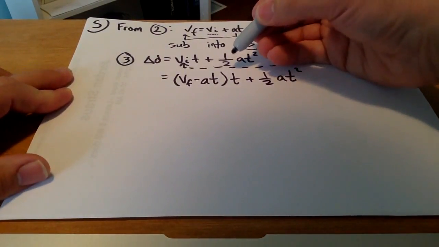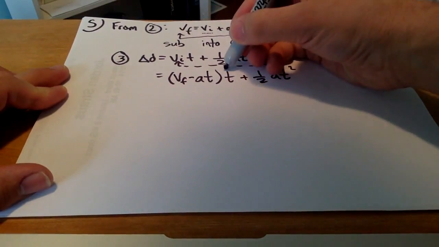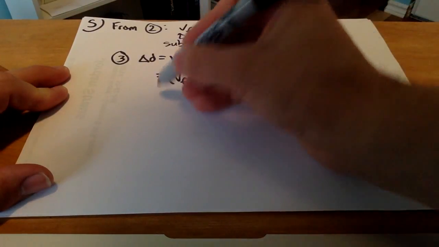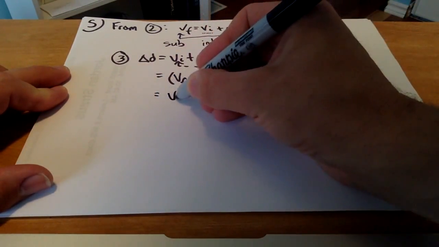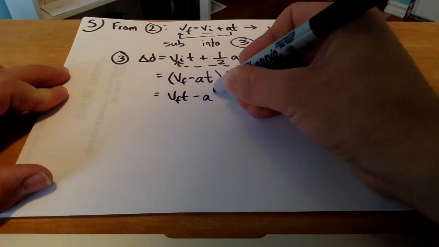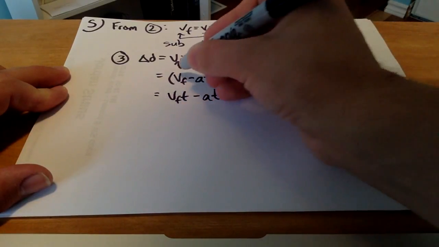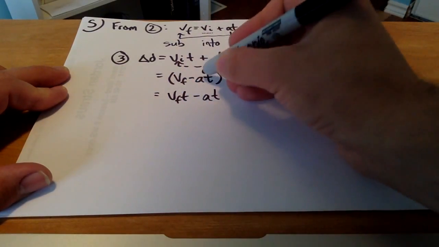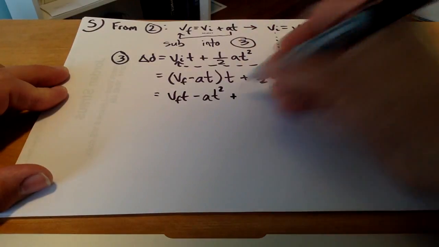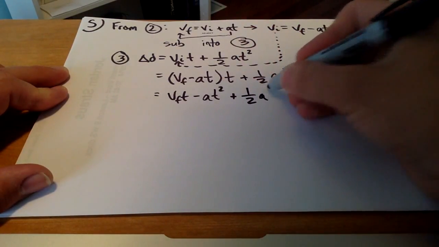So at this point, what I want to do is clean this up. I'm going to expand this T into the brackets, just using a simple distributive property. When I do that, I have a T multiplied by the VF. I'm subtracting A times T squared. And I'm still left with this 1/2 AT squared.